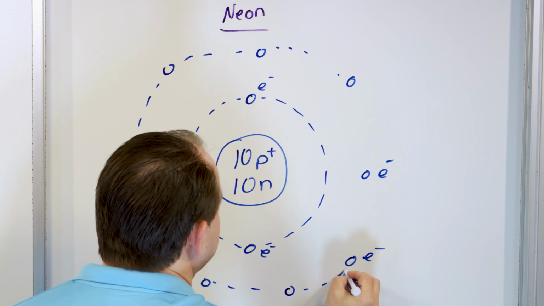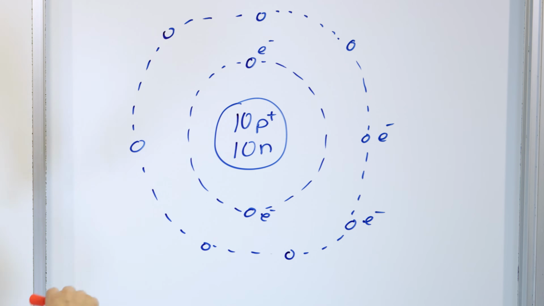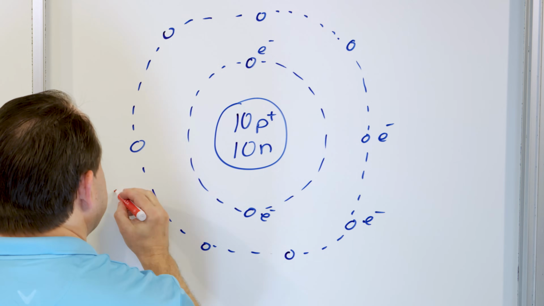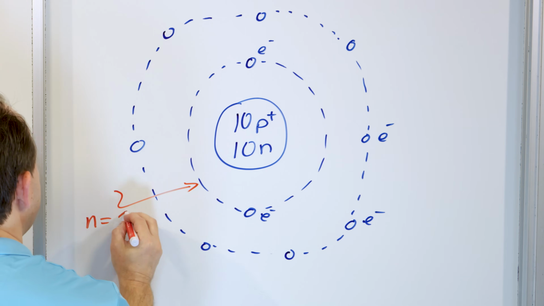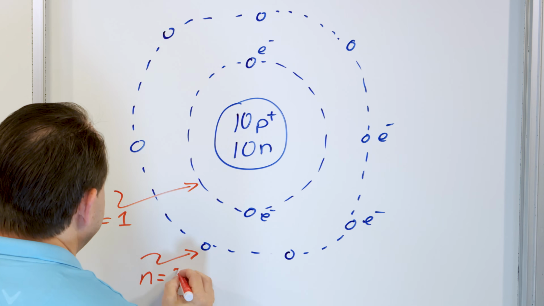Now you've got to be careful because this is not a chemistry class, and so I'm being a little bit sloppy in my diagrams, and I don't want anybody to be confused. So what happens here is these inner 2 electrons are in the n equals 1 energy level, and then these electrons, which are farther away, are in the n equals 2 energy level.